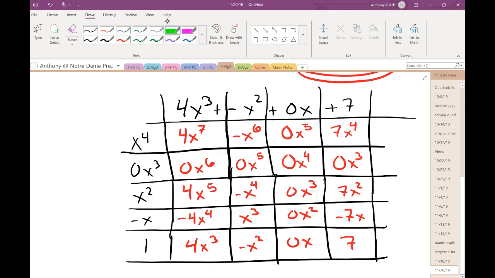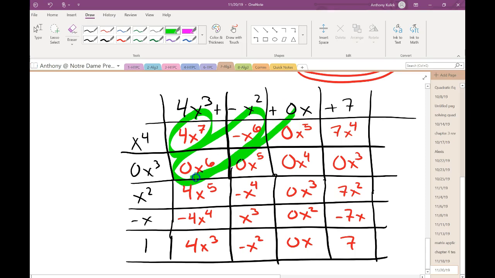You guys see now why I included the zeros? Notice how the like terms are lining up here. So all of my degree 7 terms are on this diagonal. All of my degree 6 terms. All of my degree 5 terms. All of my degree 4 terms. Everything lines up on a diagonal, so it's really easy for me to combine the like terms.